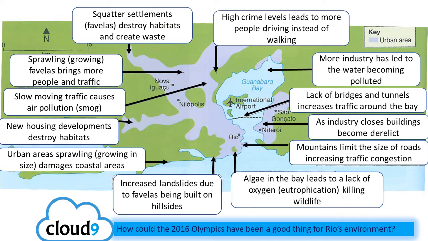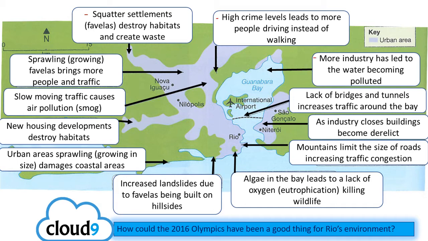Here's a more normal view of a map of Rio. We can see the bay that we mentioned before in the middle, and the pink bits or purpley bits on the edge are the main areas of the city. Around it are some of the different causes and issues with the pollution. At the top, we've got squatter settlements. Favelas can destroy habitats and create waste. We've even got high crime levels, which can lead to more people driving instead of walking, because they don't want to be taken from the street.